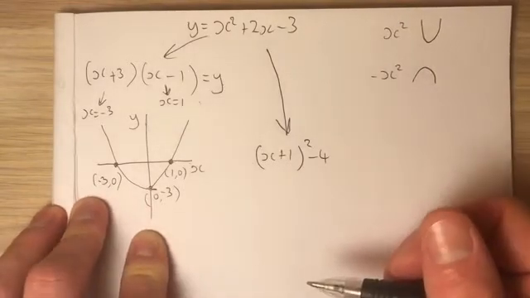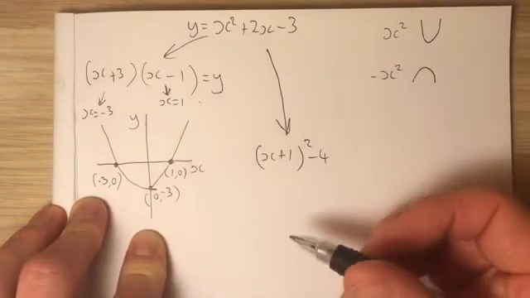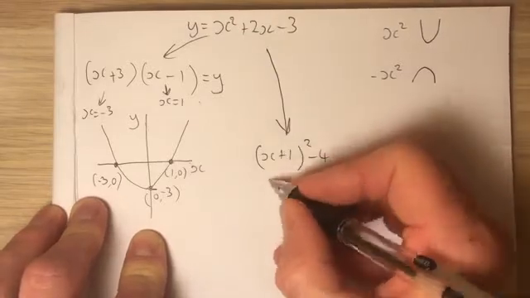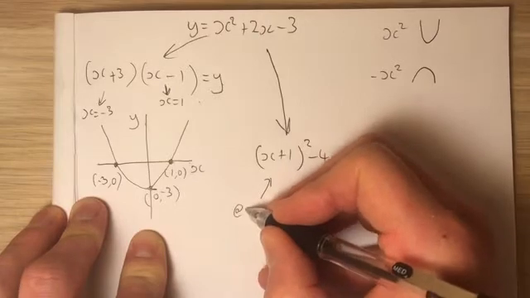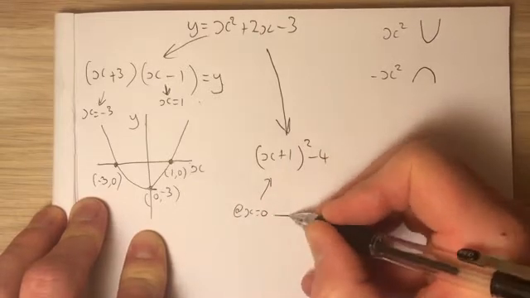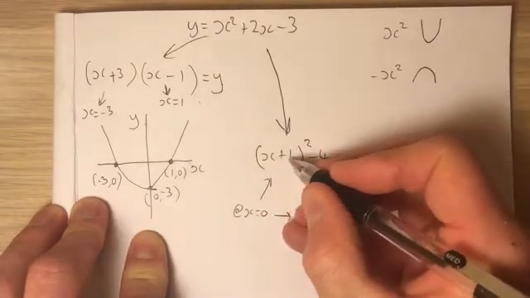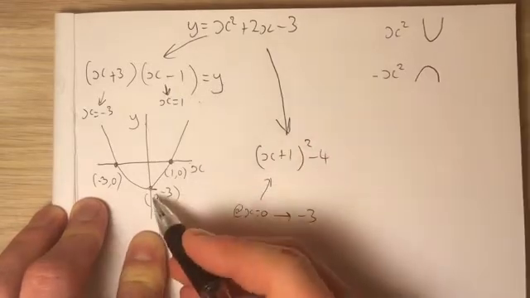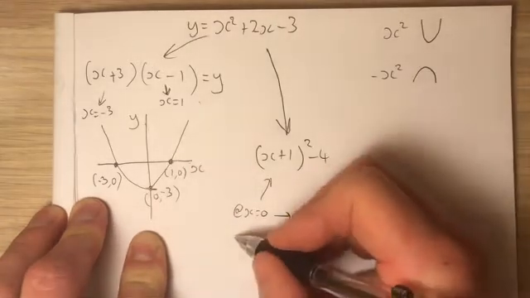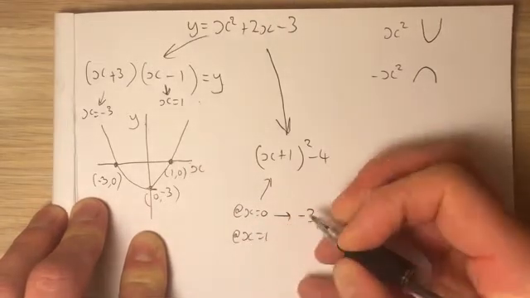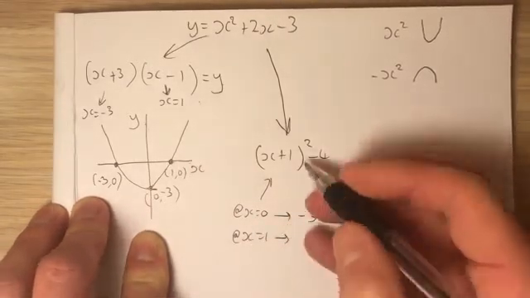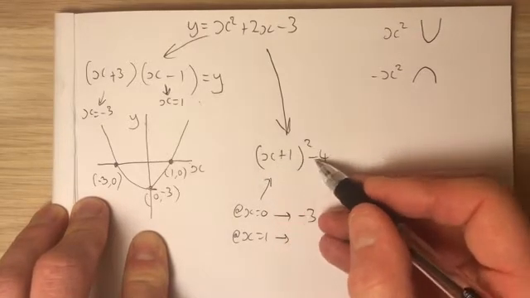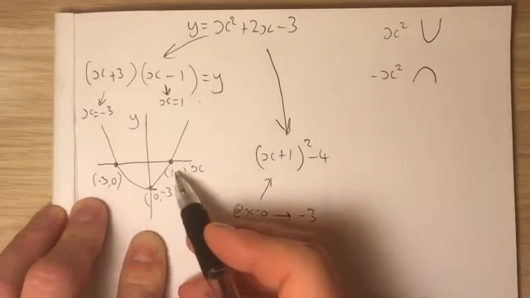Okay. Well, this is really interesting. Think about this all squared bit here. Let's just put some numbers in there randomly. So at x equals 0, what do I get? I've got 0 plus 1 is 1. 1 squared is 1. Take away 4, I've got negative 3. We already knew that. Let's put in x equals 1. What do I get when x equals 1? I've got 1 plus 1 is 2. 2 squared is 4. Take away 4 and I get 0, and we already knew that as well.